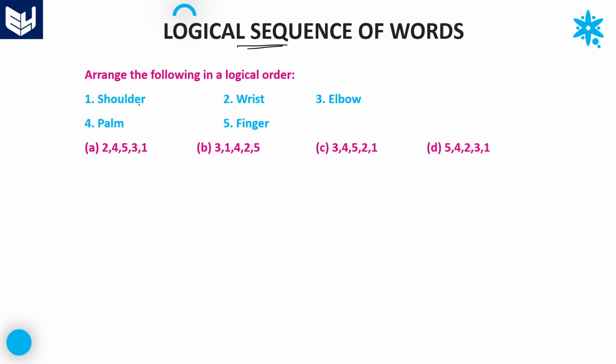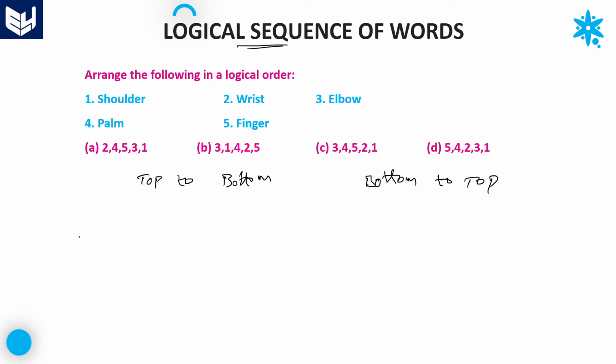Here the words are given as shoulder, wrist, elbow, palm and finger. Guys, if you observe carefully, all these are parts of hand. So, we can write either from top to bottom or else bottom to top. We don't know whether it is top to bottom order or bottom to top order, so I will write both the cases. According to that, we have to arrange them.